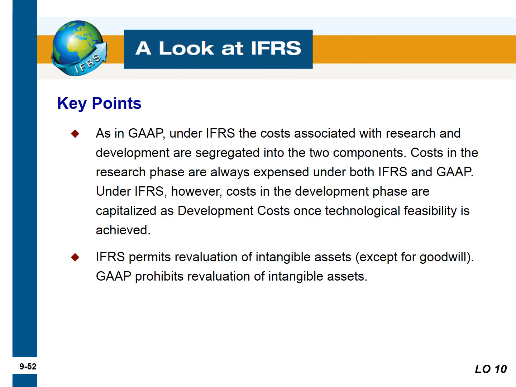As in GAAP, under IFRS the costs associated with research and development are segregated into two components: research and development. Costs in the research phase are always expensed under both IFRS and GAAP. Here's a big difference between the two. Under IFRS, costs in the development phase are capitalized. They are not under GAAP, they are expensed. And finally, IFRS permits the revaluation of intangible assets except for goodwill, but GAAP does not allow that.